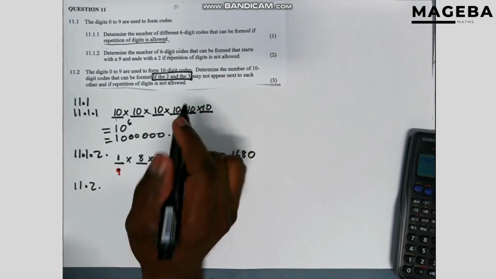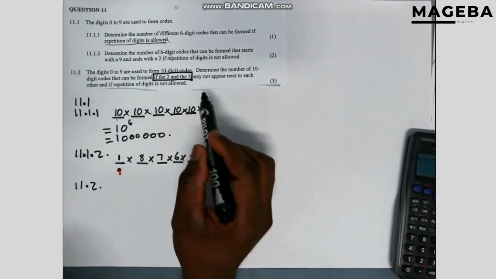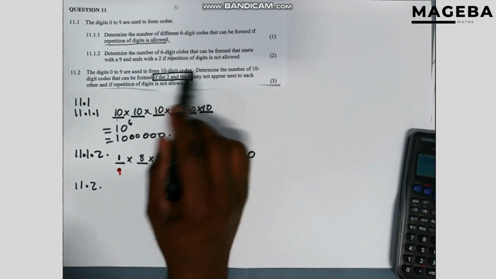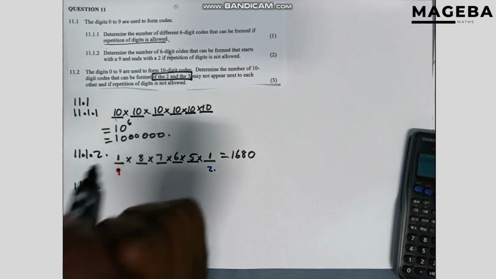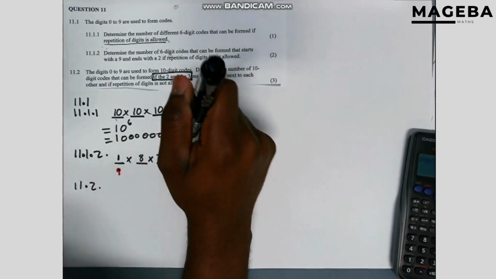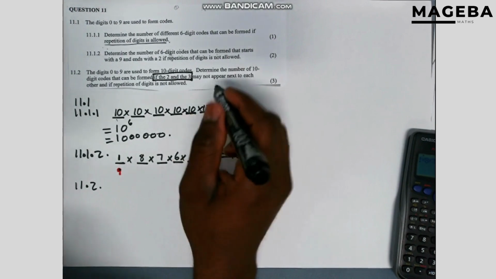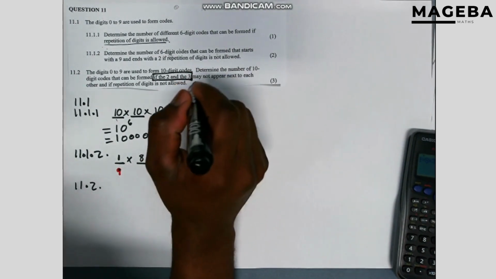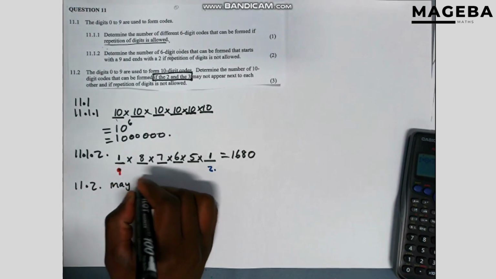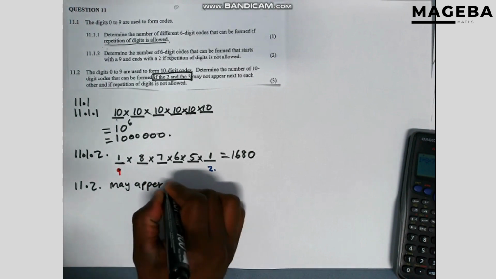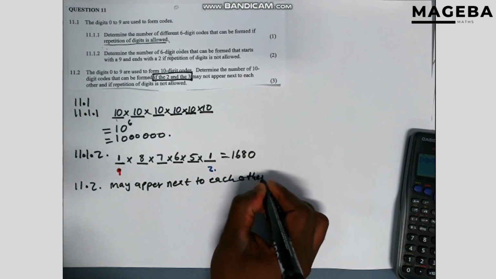To tackle this question, we're going to start by doing the opposite of what they are asking. They are telling us that 2 and 3 may not appear next to each other. We're going to start by calculating the case where 2 and 3 do appear next to each other. Let's start by doing that.